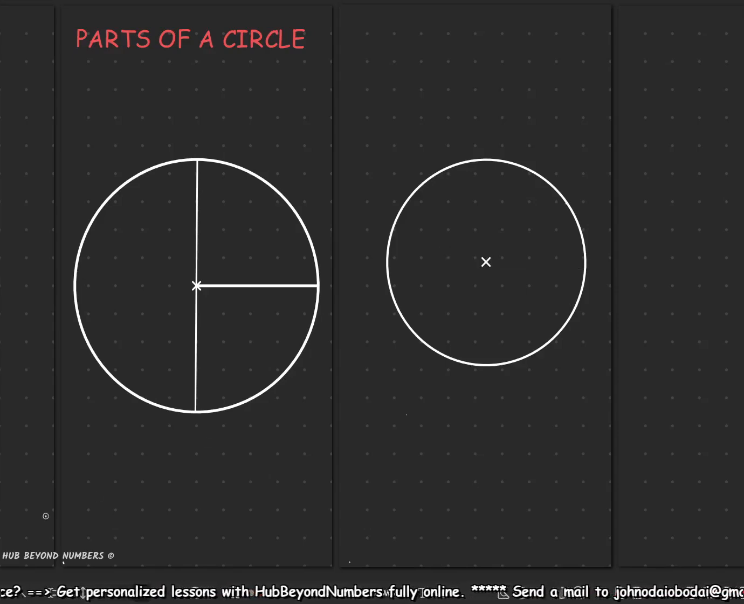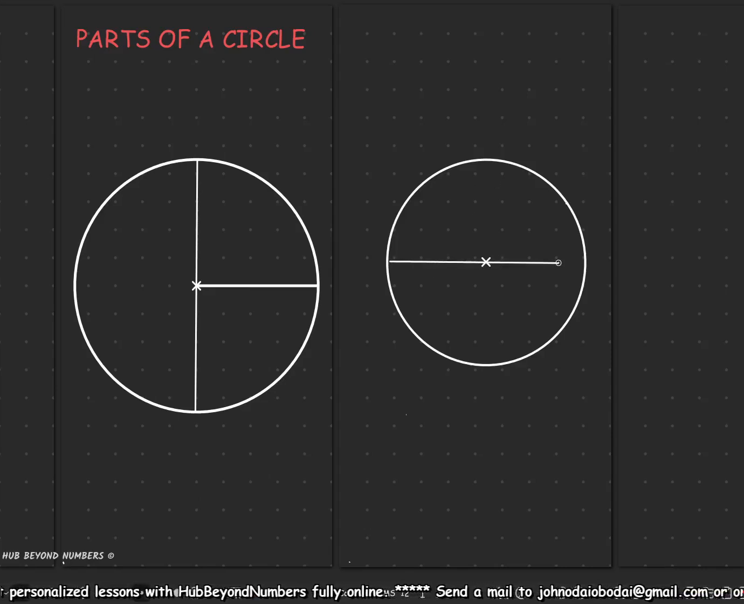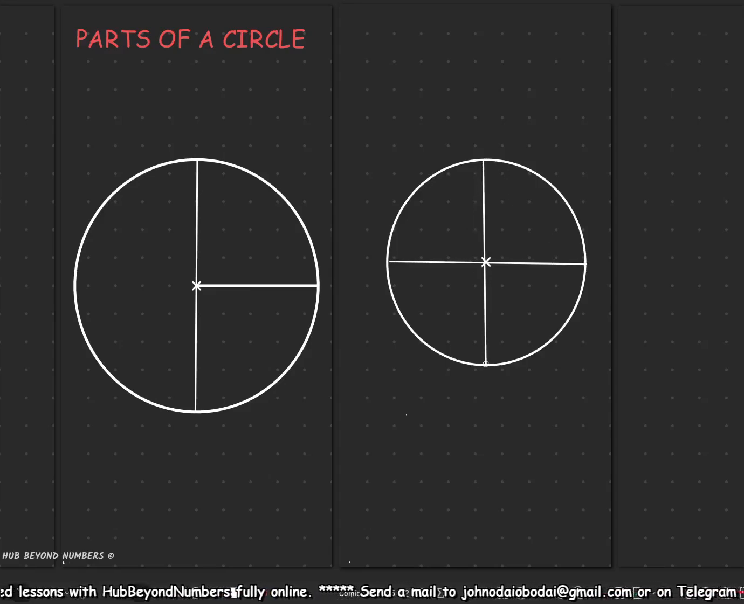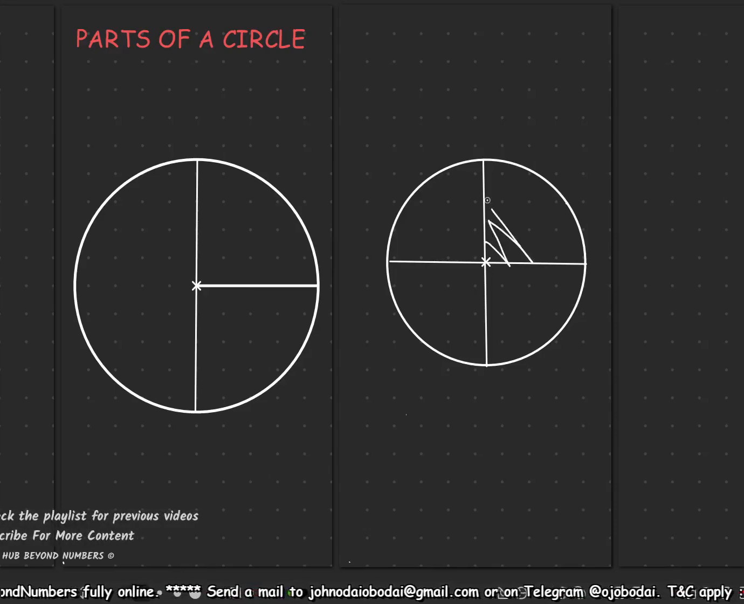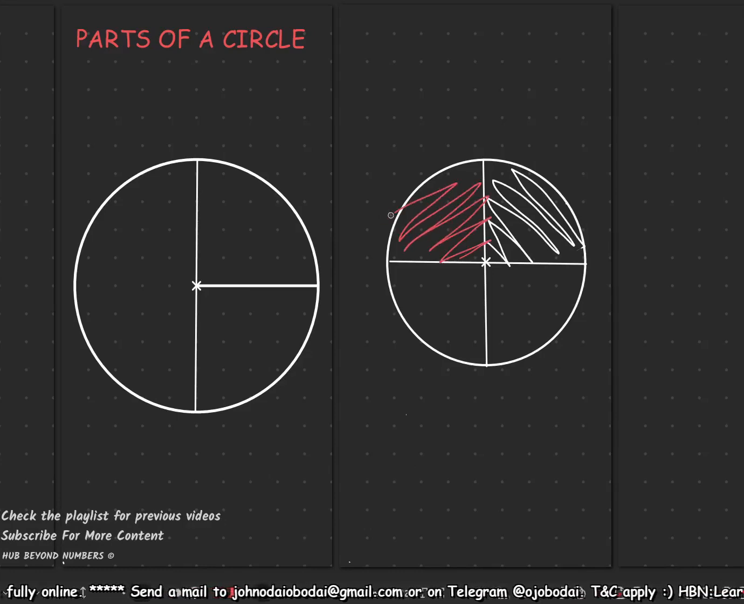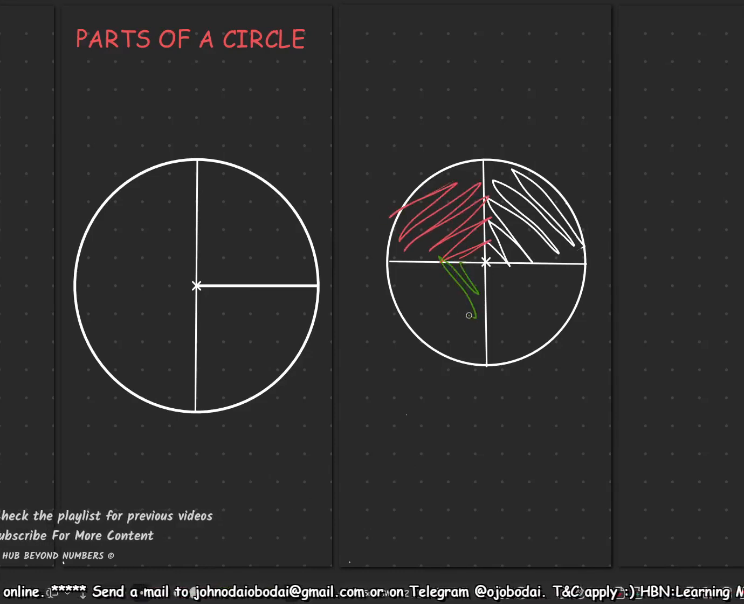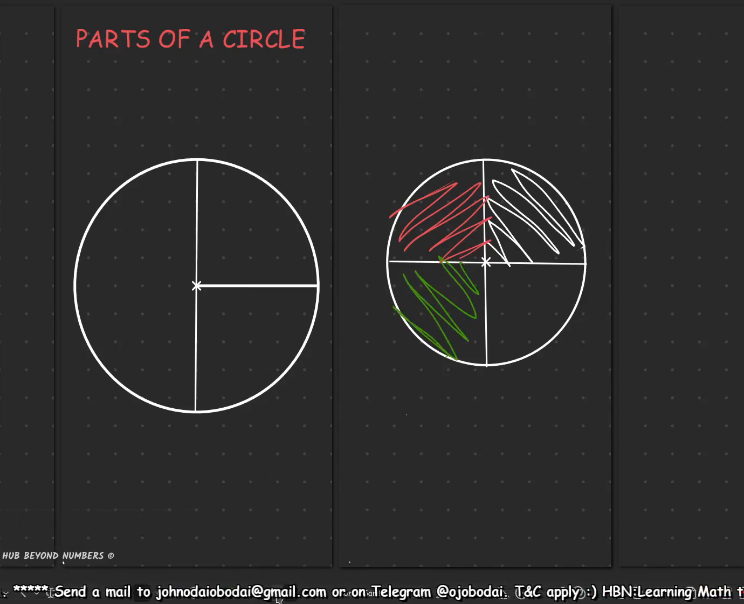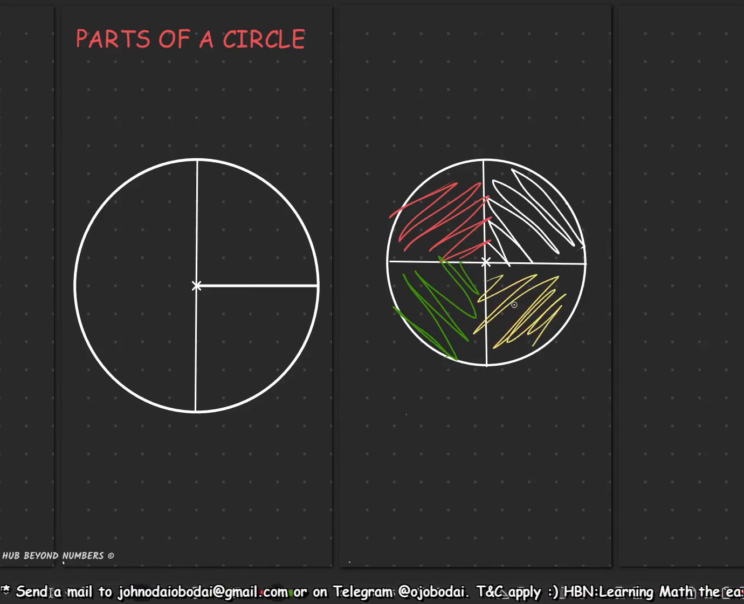Then we have a quadrant. A quadrant. So a quadrant is simply what? When we divide the circle into four equal parts, we form what? A quadrant. And a quadrant is just one of the parts. So this here is a quadrant. This here is also another quadrant. And you can call this also another quadrant. And then finally, this can also be another quadrant. So there are four quadrants in a circle.